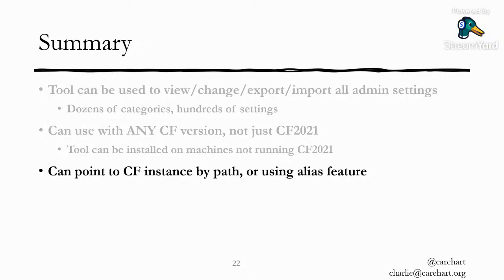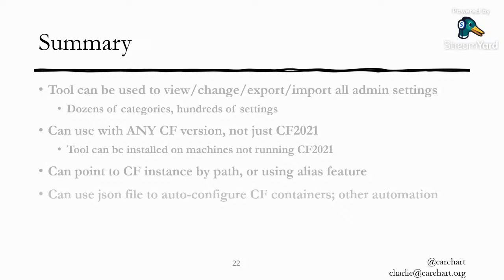And remember, you can point to any CF instance by just naming the path, or use that cool alias feature, which really is cool. Once you start using this a lot, you'll go, oh man, typing those paths is annoying. I want to compare this to that on these different versions. It's great to just use the alias.